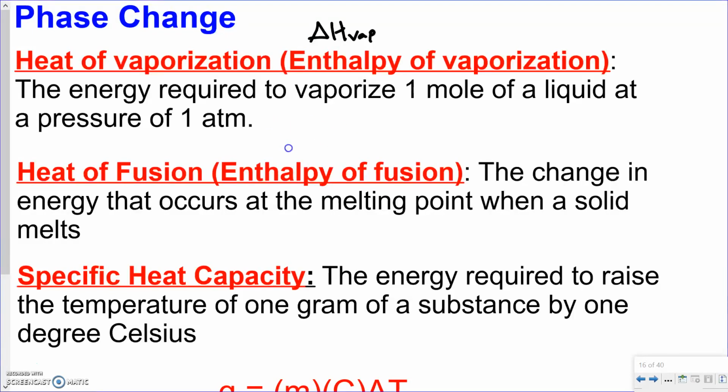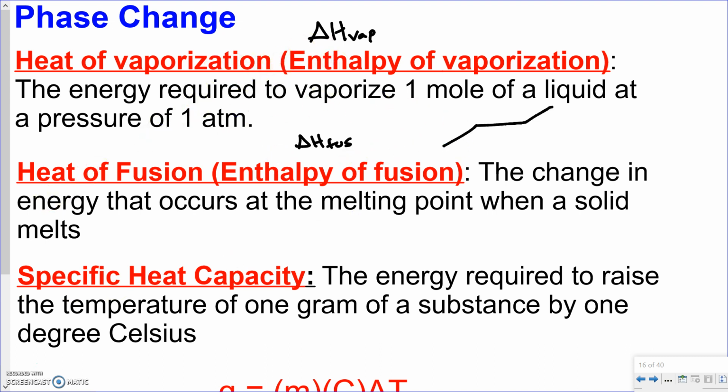Okay, we have the delta H of fusion, or the heat of fusion, or the enthalpy of fusion, whatever you want to call it, which is the change of energy that is required to, basically this should be the same definition as this up here. Only difference is melting 1 mole of a solid at 1 ATM, or again the amount of energy released to freeze 1 mole of a solid at 1 ATM. Okay, so these two values would be on the flat points.